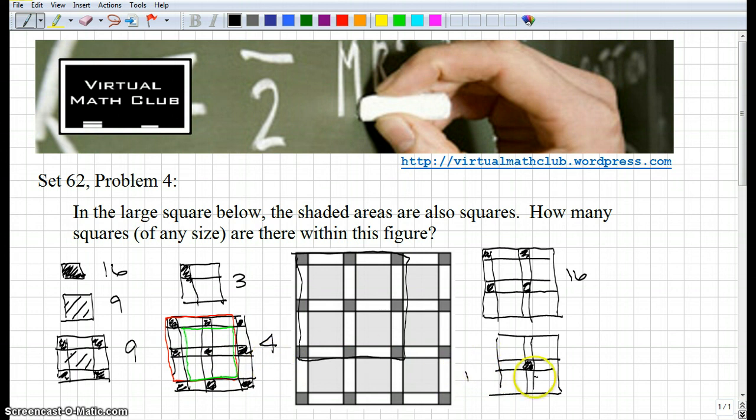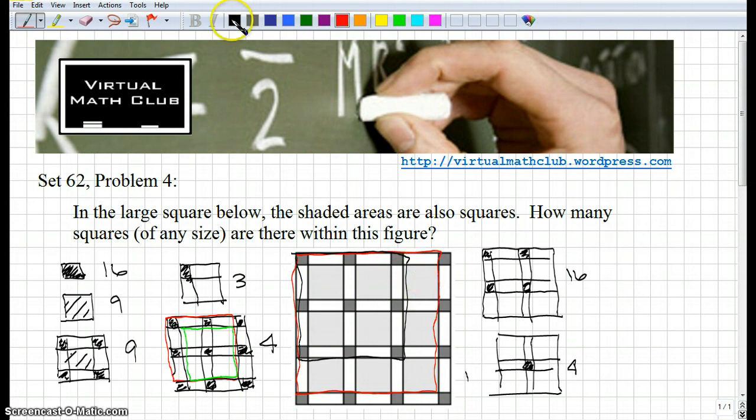So, how many of those do we have? We have 4 of those. Alright, I think we've taken care of all of the squares within this square here. So let's move out to the next bigger square. I guess the next bigger full square would be this, but there's also some more asymmetrical squares. Let's look at this. Okay, that's a square, and there's 4 of those.